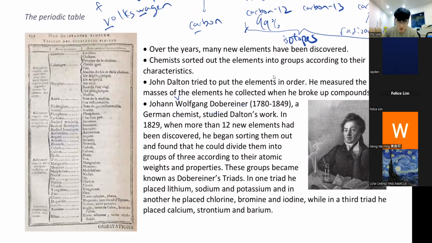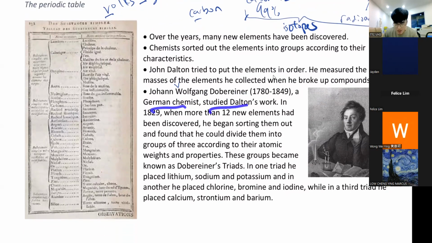So what did he do? This German chemist studied Dalton's work. In 1829, when more than 12 elements had been discovered. Wow, is it more than 12?